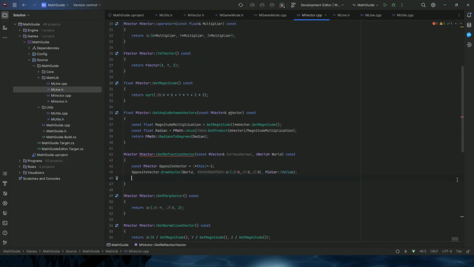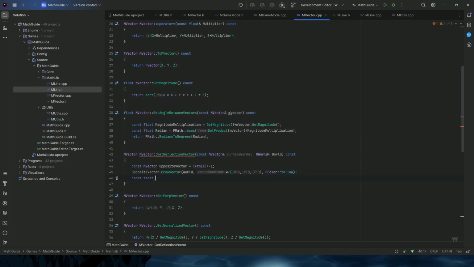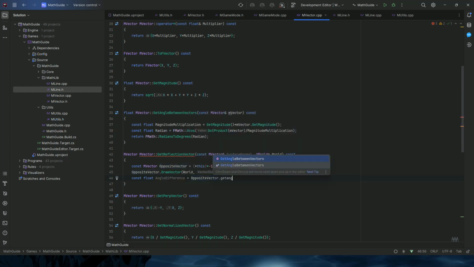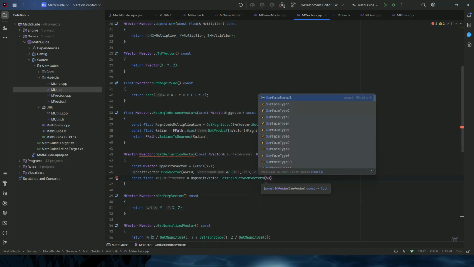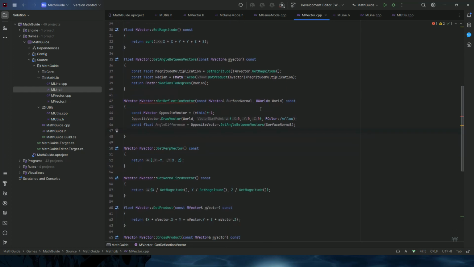So next point was to get the angle between the opposite vector which we have created and the normal. So we have both vectors. So const float angle difference is equal to opposite vector dot get angle between vectors, and it will be surface normal. So it will give you the angle, right?